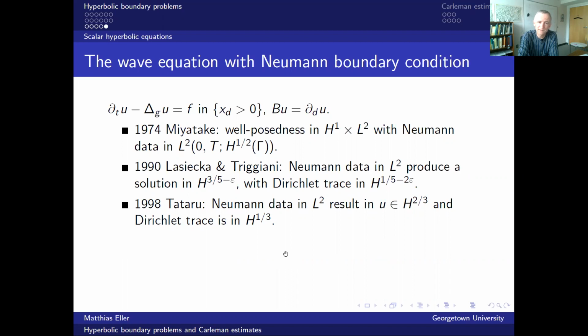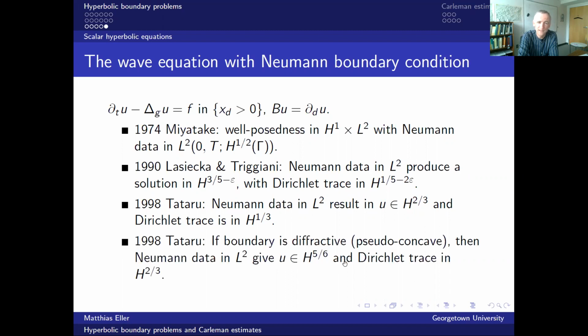And this result has had some significance in control theory. And you can even get a little better result. If locally the boundary is pseudo-concave, then Neumann data give a solution even in H5/6, and then the Dirichlet trace is also a little better. So the geometry of the boundary will matter. That means it depends really on the microlocal structure there. Okay, so that was my part on hyperbolic systems.